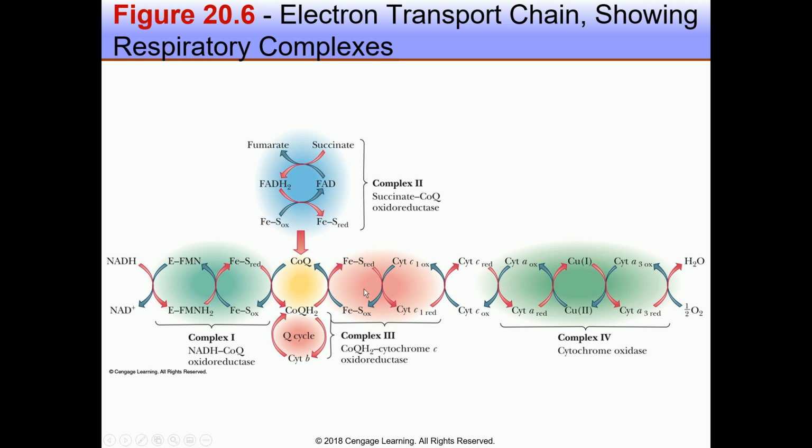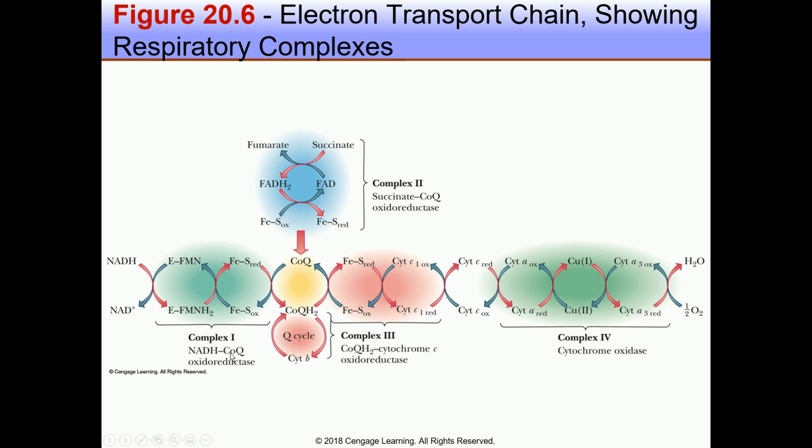Then this is your complex number 2, which has iron and sulfur proteins in them. And then this is complex number 3, which has proteins with iron and sulfur in them. Also in complex number 3 there is cytochrome C1, and this is complex number 4. Complex number 4 has cytochrome A, cytochrome A3 and copper in them. And this is basically showing you the flow of the electrons, how the electrons are delivered.